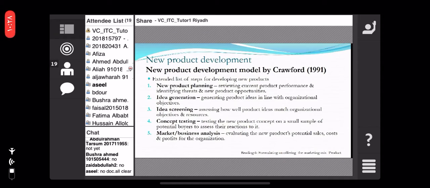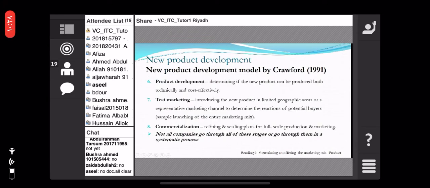Market or business analysis. Market analysis or business analysis is basically the evaluation process. It evaluates the new product's potential sales, costs and profits for the organization. So reading or assessing the market, we call it business analysis or market analysis.